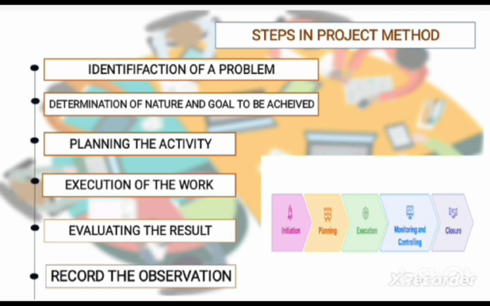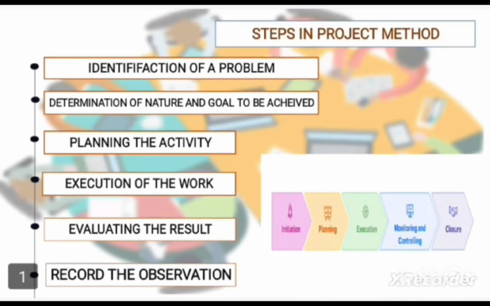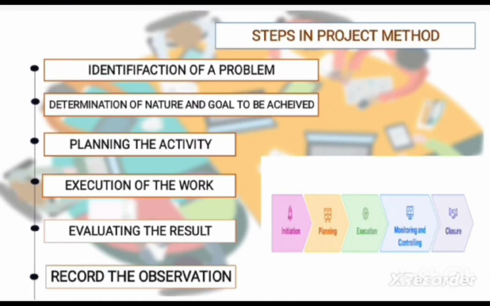The second step is the determination of nature and goals to be achieved. In this step, the teacher should clearly define the nature and goals of the problem. The problem should be acceptable to all the students in a group. The selection of the topic of the problem should be decided based on the needs and interests of the students. The period of time allotted and available material also determine the nature of the problem to be taken.